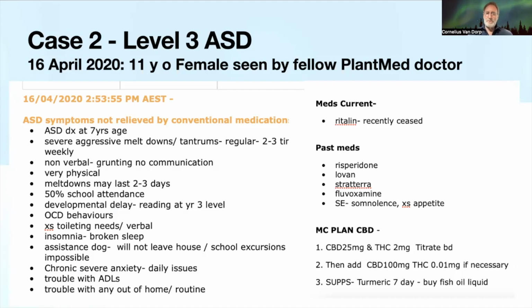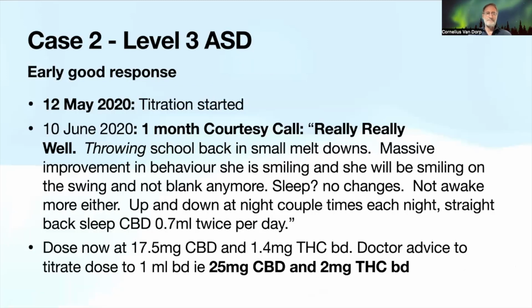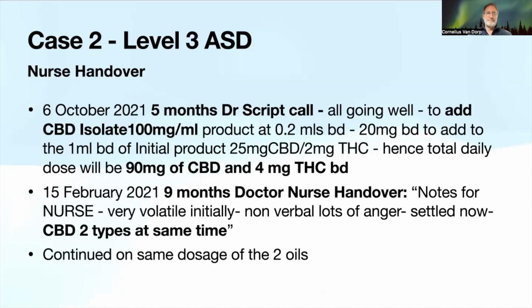So you can see down there on the right-hand side, started on a CBD 25 milligram, THC 2 milligram. That one titrated first, then added a CBD 100 milligram full plant extract. So on the 12th of May, the titration started. At 1 month, really well, seeing some really good changes. And so titrating up, nurse handed at 5 months at the doctor's script call, all going well, to add an isolate 100 milligram per mil, and the dose would be 90 milligrams of CBD daily and 4 milligrams of THC.